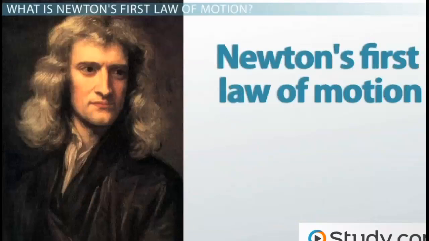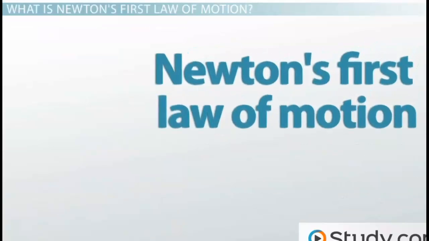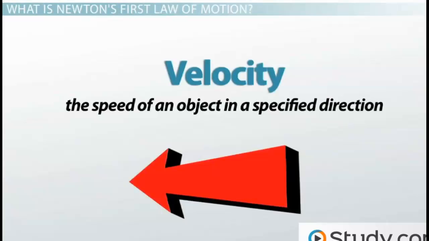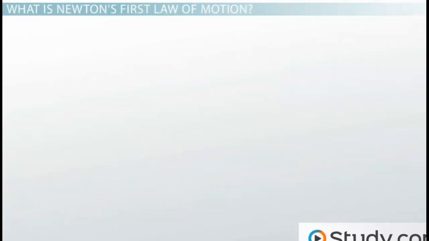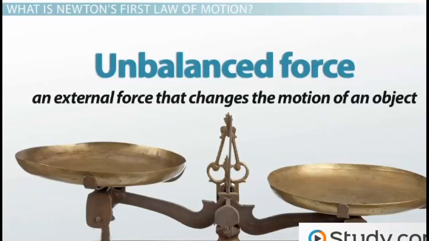Newton's first law of motion states that an object at rest remains at rest, and an object in motion remains in motion with the same velocity unless acted upon by what we call an unbalanced force. Let's break this law down by defining some key terms. Velocity. Velocity is the speed of an object in a specified direction. An unbalanced force. An unbalanced force is an external force that changes the motion of an object.